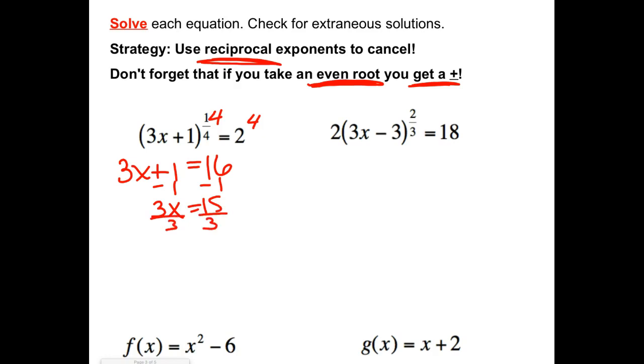Okay, and x is going to equal 5. Okay, and then again, we're going to check. I'm going to tell you guys, check every time, especially because I'm telling you I'm going to grade you on that.